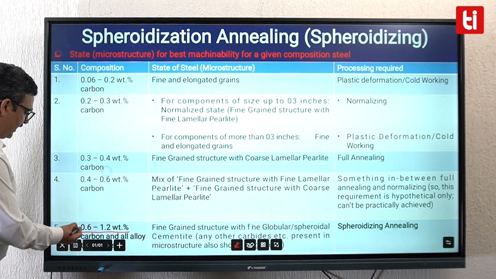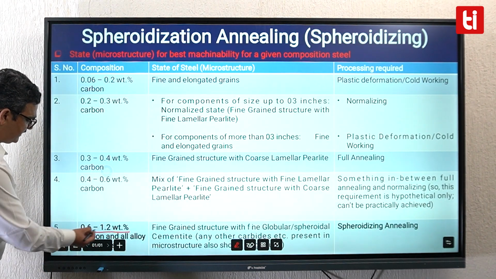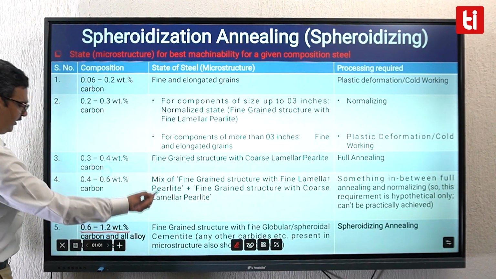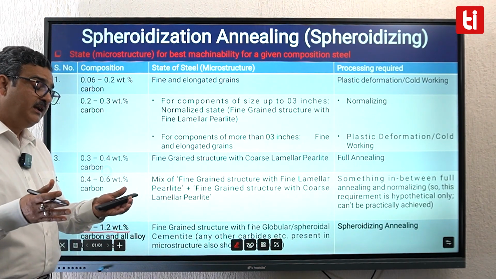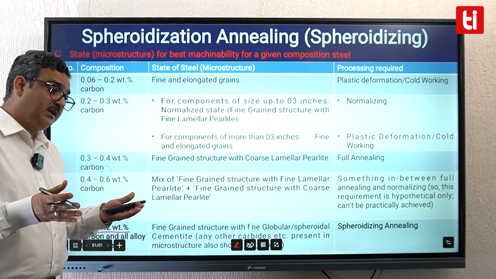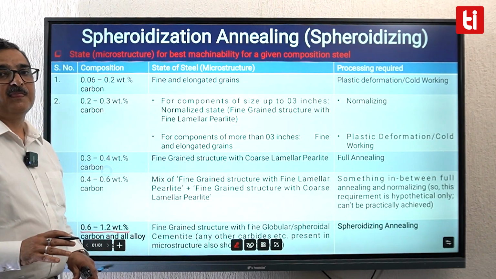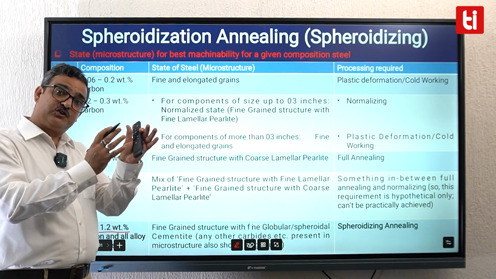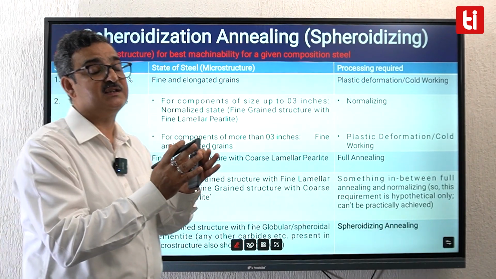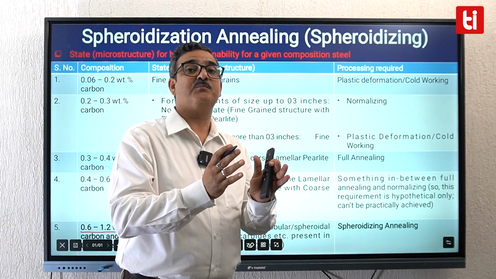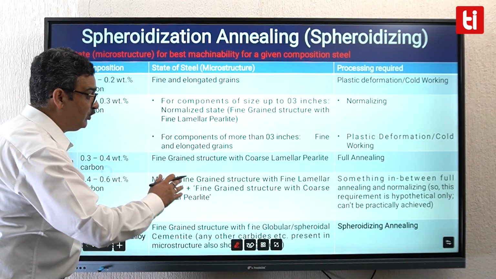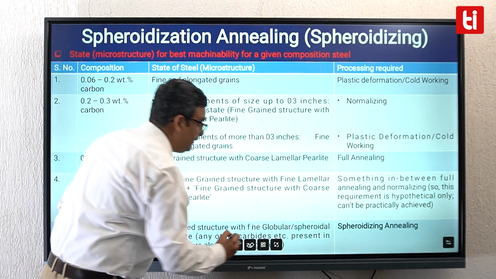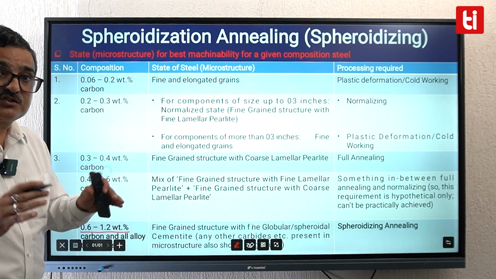So steels with carbon content in this range, 0.6 to 1.2, or any other alloy steels, alloy tool steels, their hardness has to be considerably decreased so that they get the optimum combination of hardness and ductility, so that their machinability becomes maximum, becomes very, very good. And that comes through globular type of cementite embedded in a matrix of ferrite.